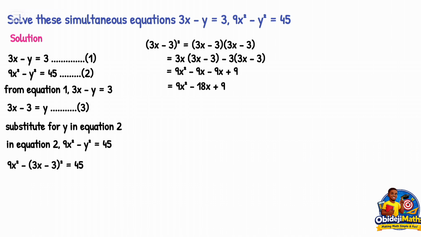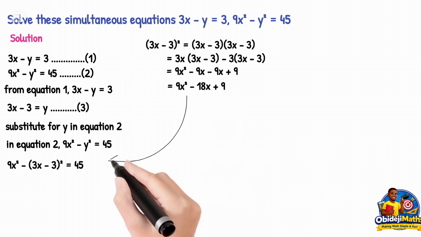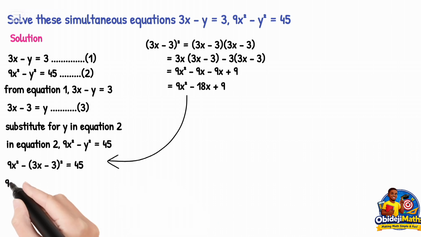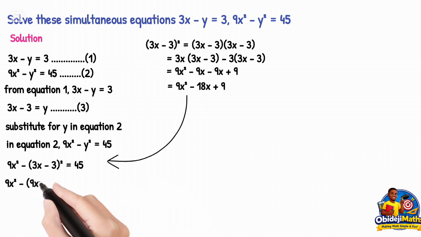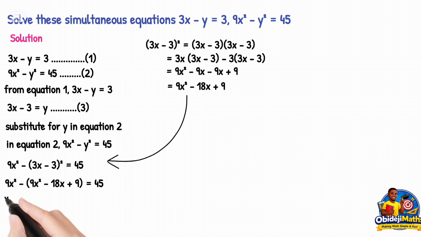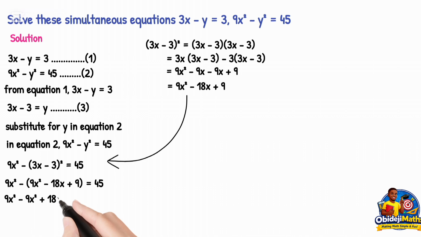So 9x squared minus 18x plus 9, we are going to insert it, replace (3x minus 3) raised to power 2 with it. So we have 9x squared minus (9x squared minus 18x plus 9) equals 45. Let us open the brackets. So when we open the brackets, we have 9x squared minus 9x squared plus 18x minus 9 equals 45.